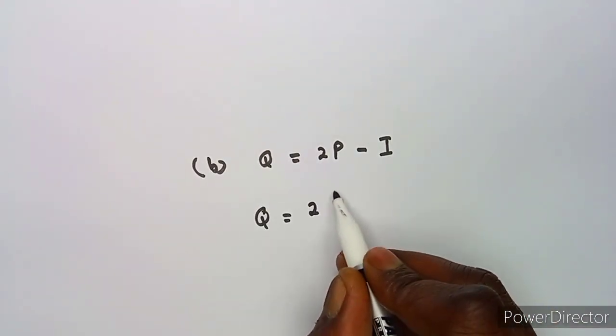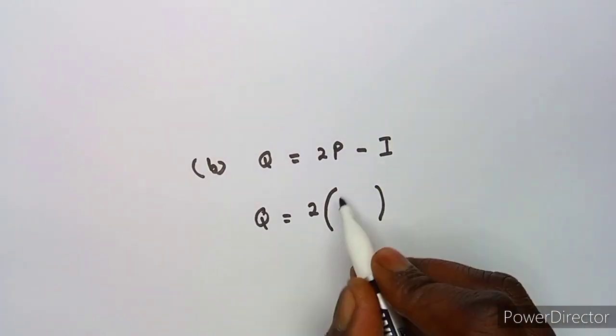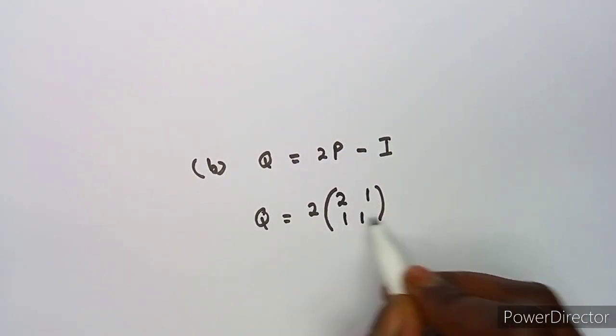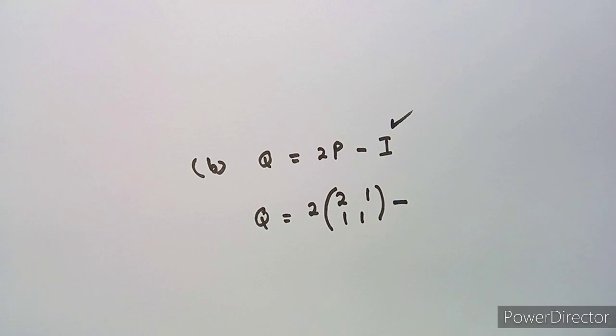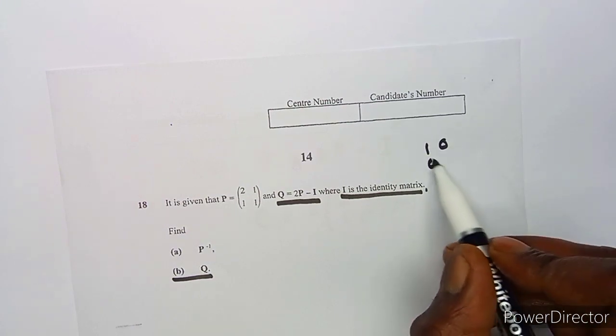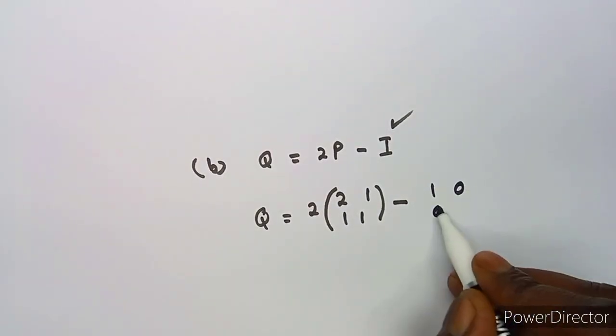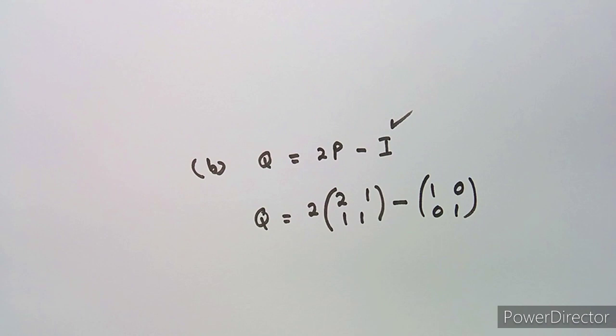So it's 2 times P, where we are given the matrix P, 2, 1, 1, 1. So you're going to substitute 2, 1, 1, 1, minus, what about this? Where are we going to find this matrix, which is called the identity matrix? Remember, the identity matrix is 1, 0, 0, 1, where you've got 1 in the major diagonal. That's your identity matrix. Just like that, expand, simplify further, you are done.